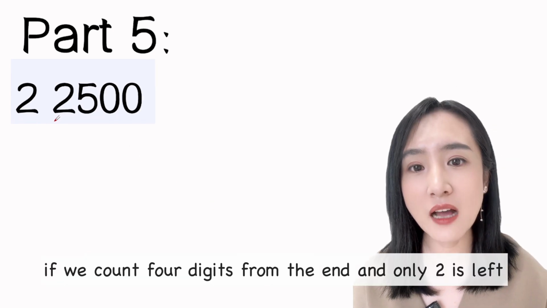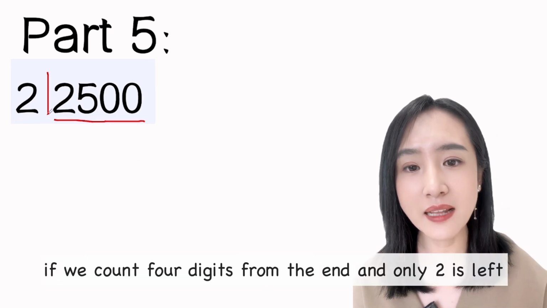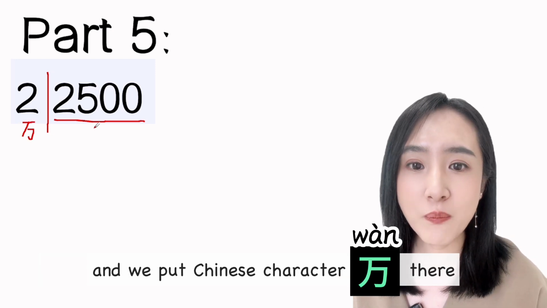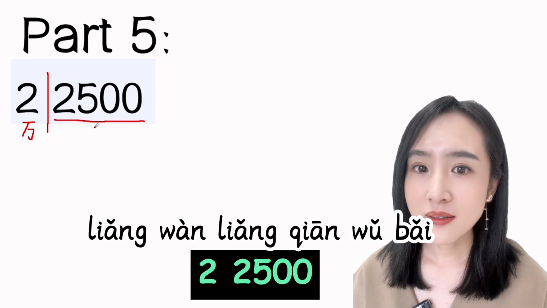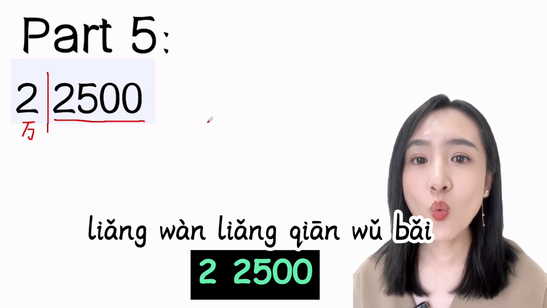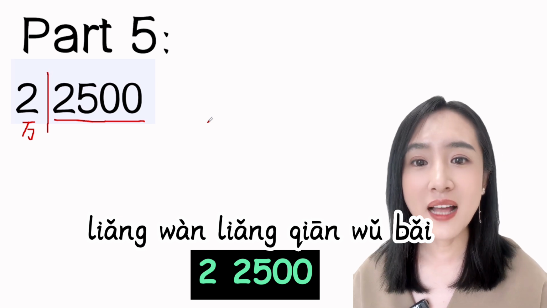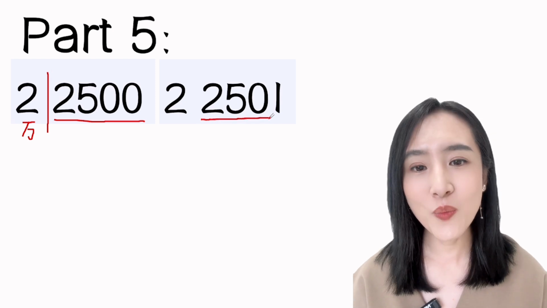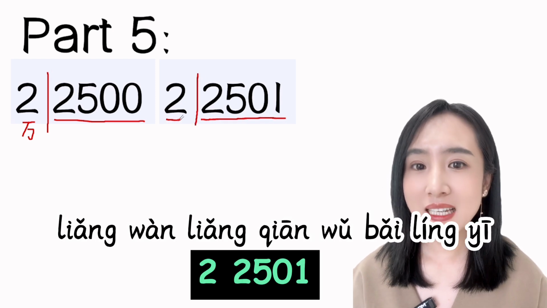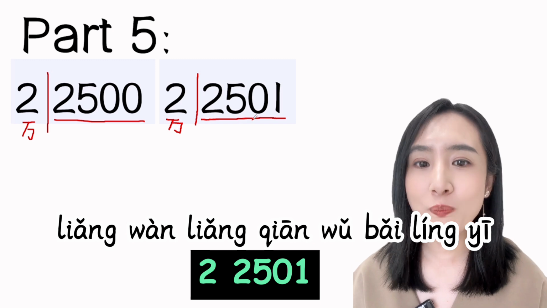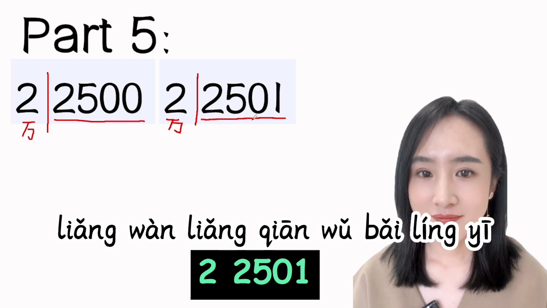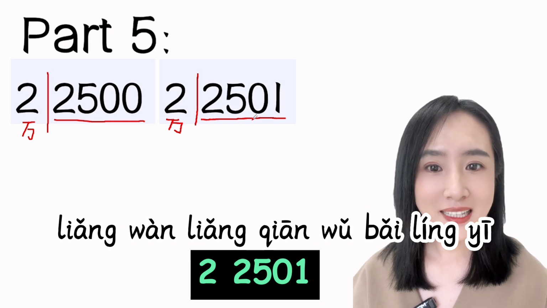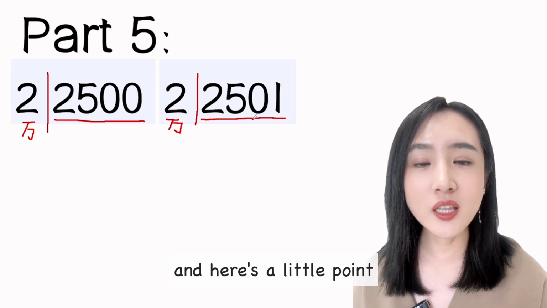Okay, this one. If we count 4 digits from the end and only 2 is left, and we put the Chinese character 万 there, the number will be 22500, right? And the last one will be 22501. And here's a little point.